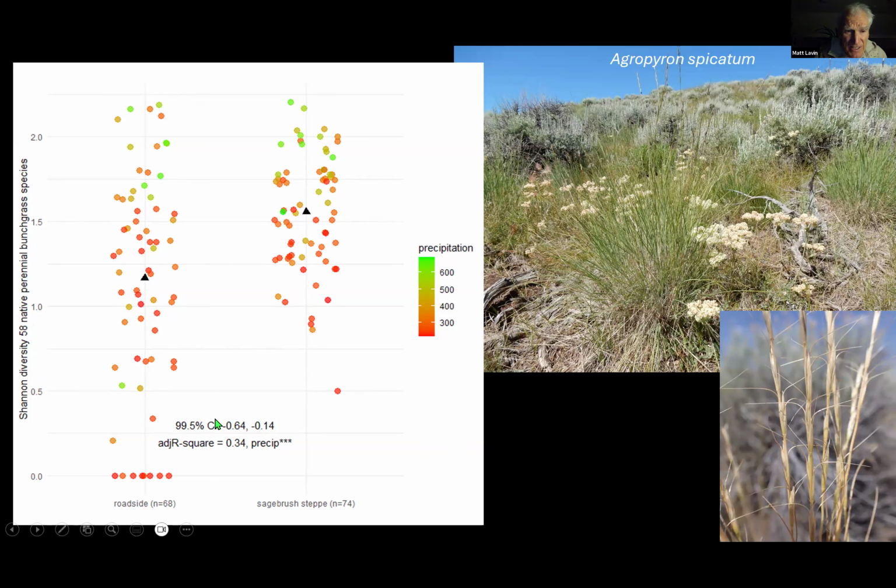Then precipitation provides a lot of this, a relatively higher R squared value, in that most bunch grass diversity is occurring at the wetter sites. You can see all the green transects are occurring higher up in each column. Okay, but there is a difference between roadside and adjacent sagebrush steppe with respect to perennial bunch grass diversity. And I'm going to emphasize bunch grass diversity because this project involving the identification of core sagebrush areas relies on perennial grass diversity, not perennial bunch grass diversity.